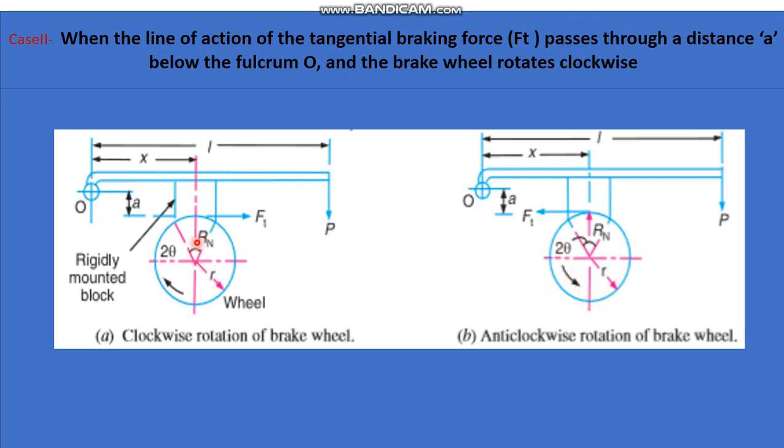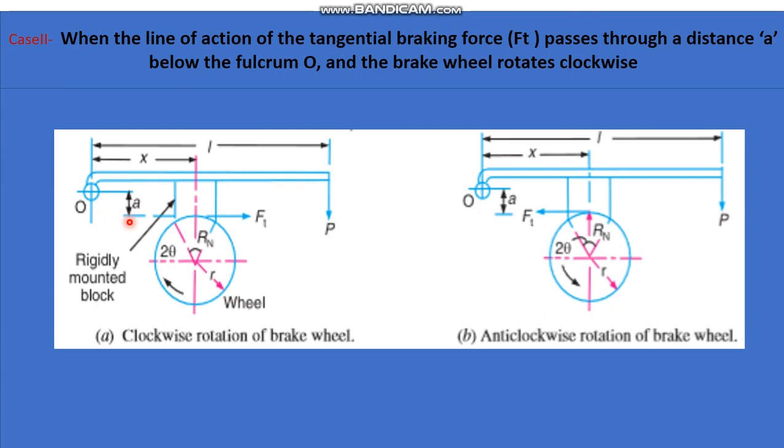Now, first of all, I discuss some important points related to this diagram. First is Rn, that is the normal reaction force, which is applied in upward direction to the shoe, and this Ft is the braking tangential force, and this P is the external force which is applied to stop the rotation of the drum, and this point O is the fulcrum and A is the distance between the fulcrum and the line of action of the braking force. Now we have to find the braking torque.